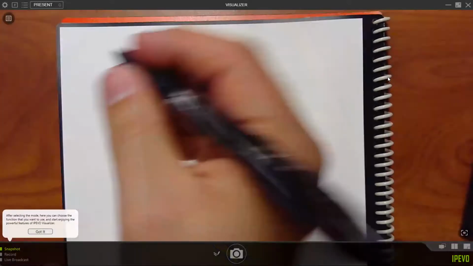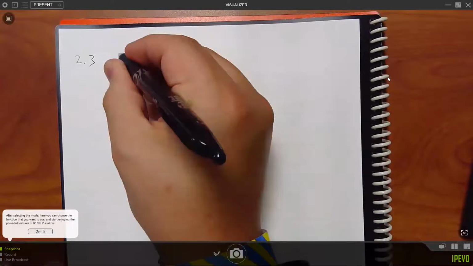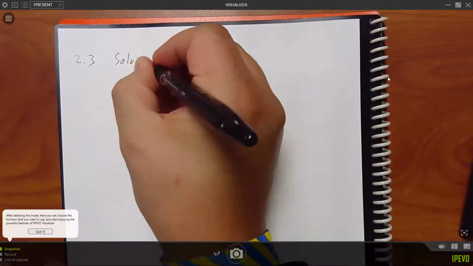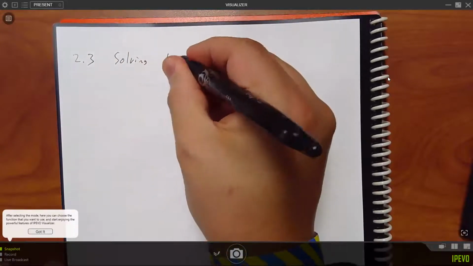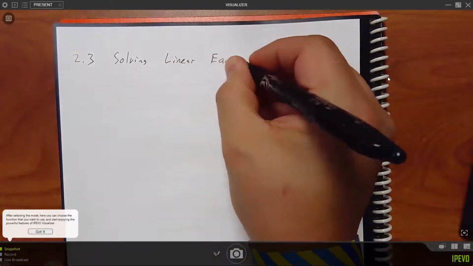2.3. Solving linear equations. If you remember solving equations, this should not be too bad. We'll go over it from the basics.